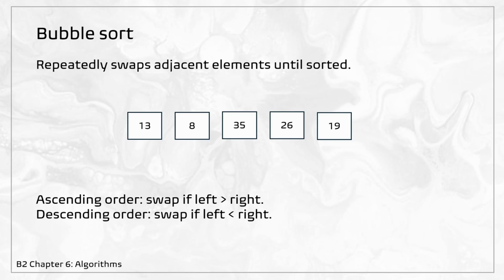Now let's move on to sorting algorithms. We need to be able to sort an unsorted array. In coding, there's a lot of different ways to do this, but for this course, we'll be looking at bubble sort, selection sort, and for HL, quick sort.